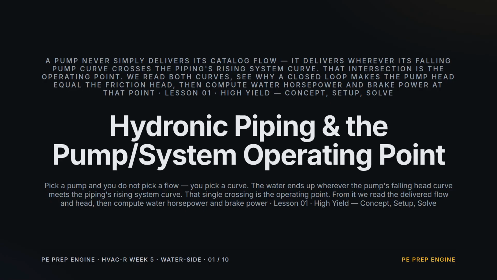Week 5, Lesson 1, Hydronic Piping and the Pump System Operating Point. A pump does not deliver a flow you choose. It delivers wherever its own falling head curve crosses the piping's rising system curve. That crossing is the operating point. We'll read both curves, see why a closed loop forces the pump head to equal the loop friction, and compute the water horsepower and brake power right at that point. For pump fundamentals themselves, the TFS course Week 4 is the primer.